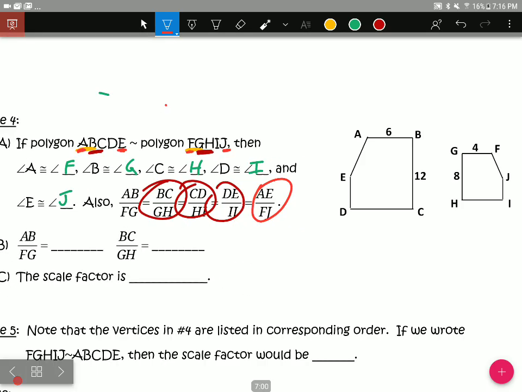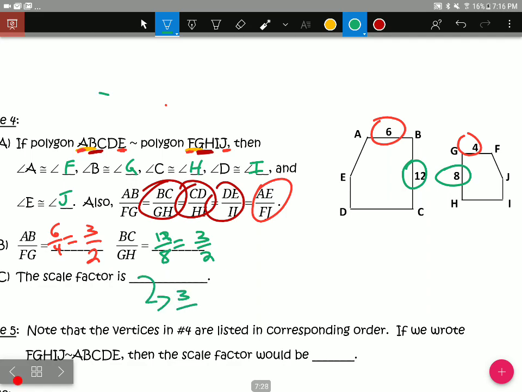Let's do this. AB divided by FG, that'd be 6 divided by 4. That's 6/4, which is 3 halves. BC over GH, that's 12 over 8, which we divide by 4. That's again 3 halves. So the scale factor must be, I'll write right here, 3 halves.